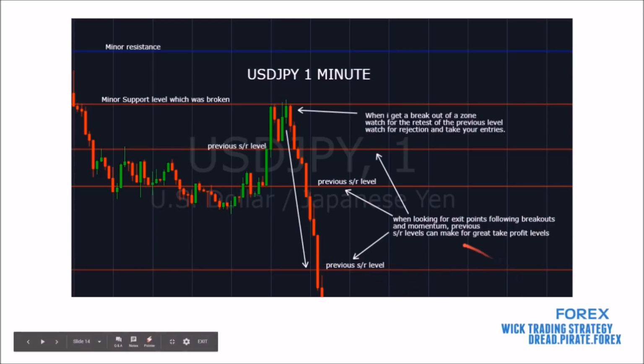So, when you're looking for exit points following breakouts in momentum, previous S&R levels make great take profit levels. As you can see, that's why, when I'm entering trades, I'm finding breakouts, I'm getting these retests, and I'm seeing the failure of the retest. And when I'm entering trades, I'm looking for these previous minor support and resistance levels over the past day or week or so, and I'm using those as reference points for take profits, if they're within a reasonable range.